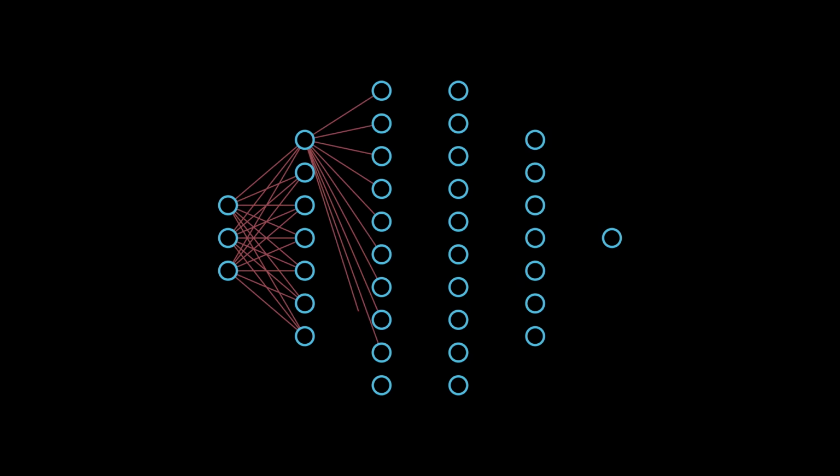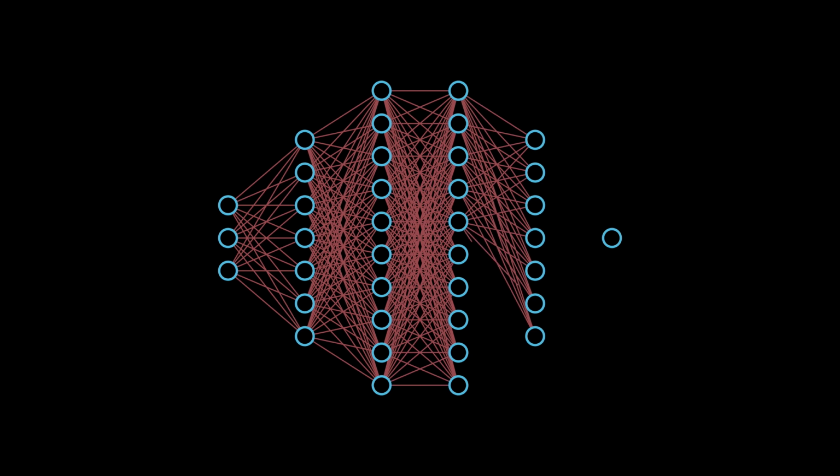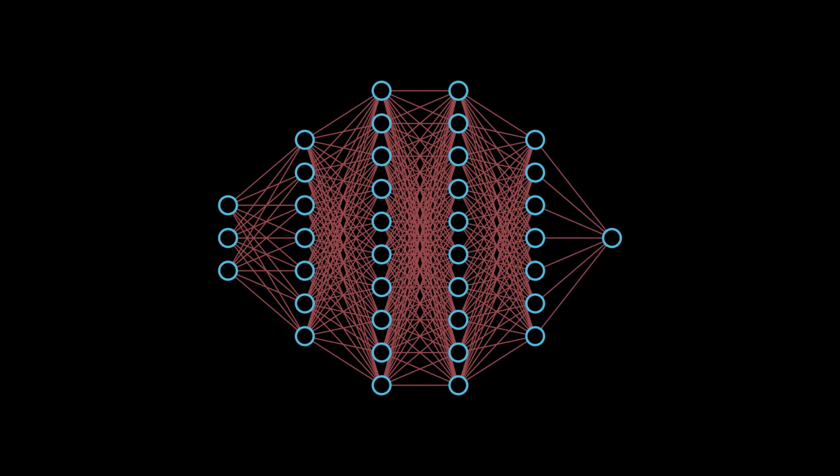So this is a neural network. The blue circles are called neurons and the red lines are called connections. The neurons are stacked vertically to form a layer, and then these layers are stacked horizontally to get a neural network. Now, what are these neurons and what are they actually doing?